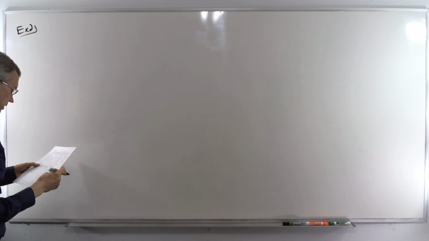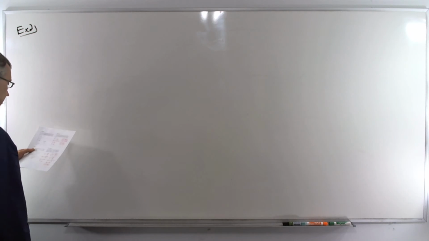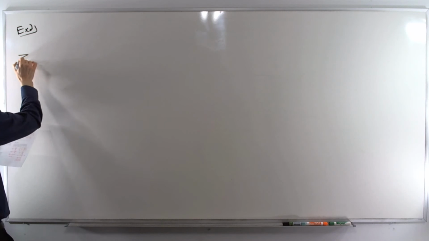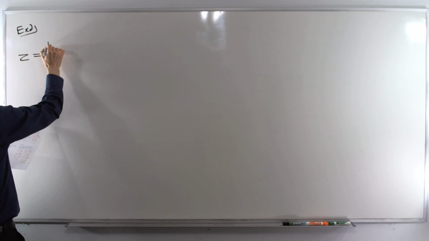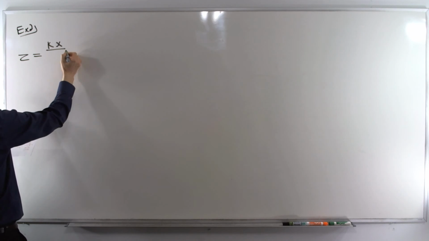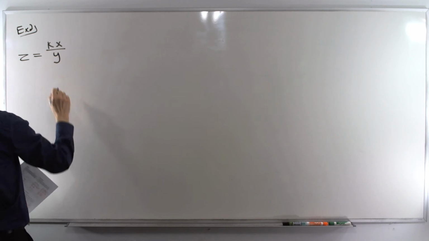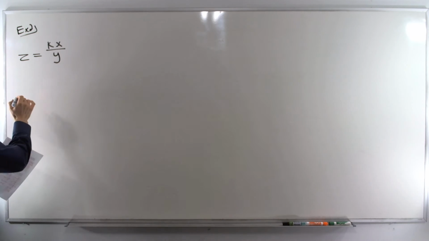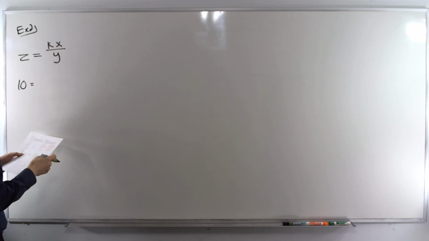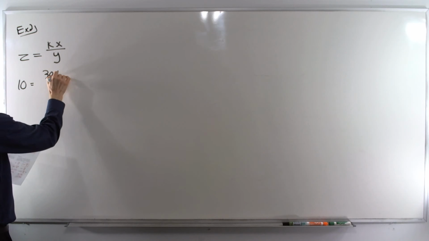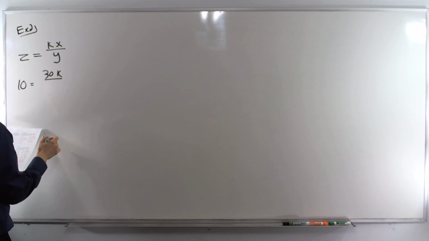Example 2, z varies directly with x and inversely with y. So z varies directly with x, x is on top because it's direct, and inversely with y, that puts y on the bottom. Now z is 10, when x is 30, and y is 12.